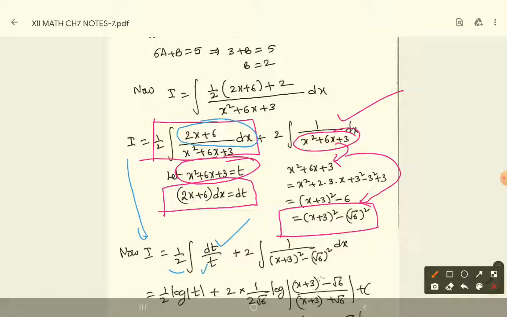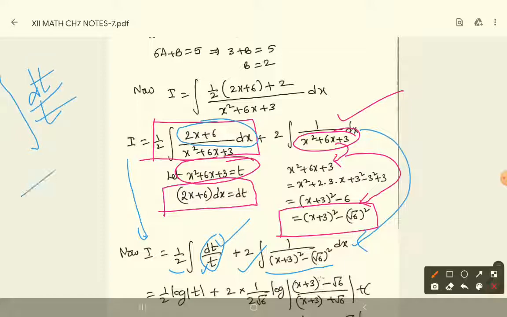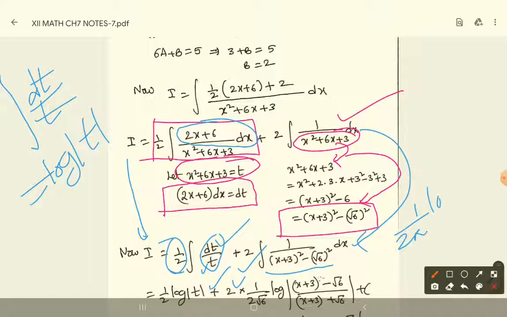Then this will be 2 times the integration of 1 over the completed square, x plus 3 whole square minus root 6 whole square. Then apply the formula: integration of dt by t is log mod t, because the integration of 1 by t is log mod t. For the second one, the formula 1 by 2a log mod x minus a by x plus a was applied. So x is x plus 3, a is root 6: x plus 3 minus root 6 by x plus 3 plus root 6, plus c overall.